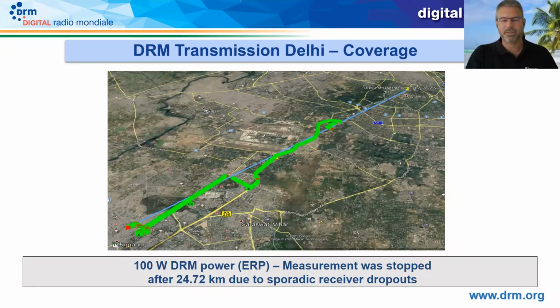The coverage we achieved is given here as one example. In the top right corner, you see the transmitter side, and then we have a coverage with only 100 watts of DRM power in the FM band, ERP. After 24.7 kilometers, we actually stopped the transmission because there were individual dropouts. So the realistic coverage would have gone even further.